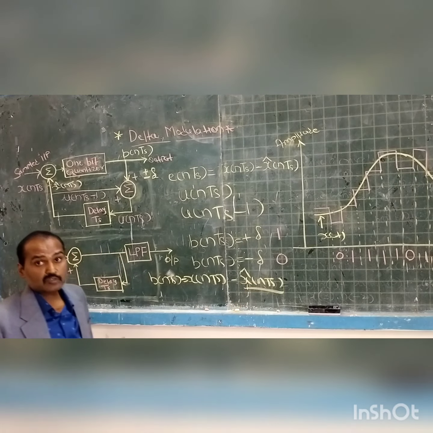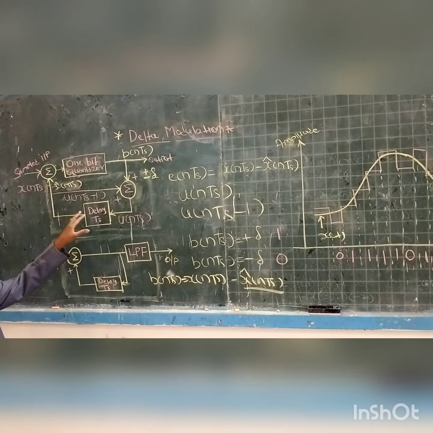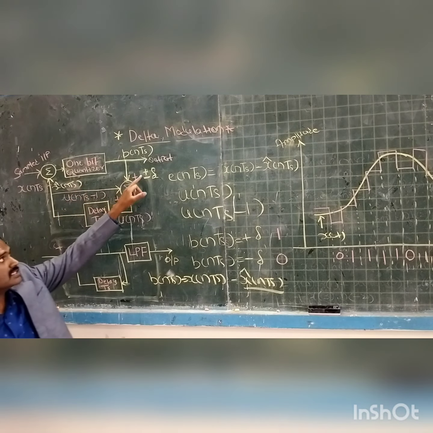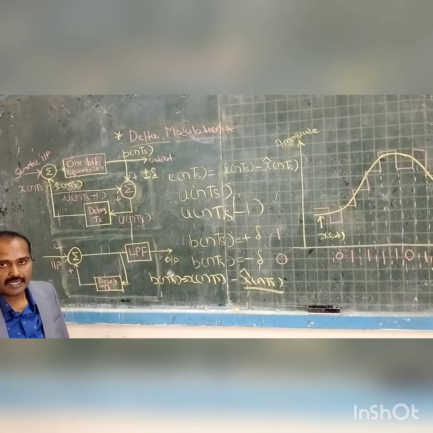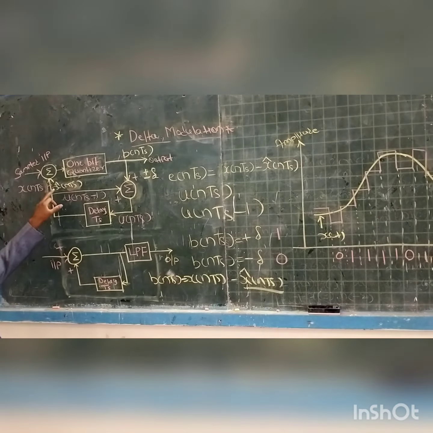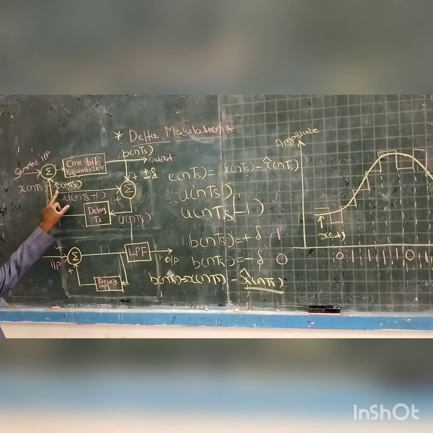Now coming back to x of nTs, as I told you earlier, let us quickly go through the working of this delta modulator as well as demodulator. In the modulator, this is the 1-bit quantizer, which means the difference signal is encoded by this 1-bit quantizer in terms of plus delta or minus delta, denoted by the signal level b of nTs. Now our area of interest is to know how this x cap of nTs is being generated. As I told you earlier, it is the previous sample value of the staircase approximated signal.